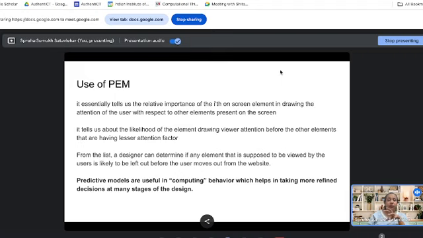Even to share a very oversimplified example, which is non-computational in nature, if you view this slide, there is very little chance that you are going to read all this, but you might be able to read the highlighted, higher contrast one, the last line: predictive models that are used in computing behavior, which helps in taking more refined decisions at many stages of the design. So what I have done here is I have highlighted the things that I want you to read. There is a contrast element that I have used over here to gain your attention, right?